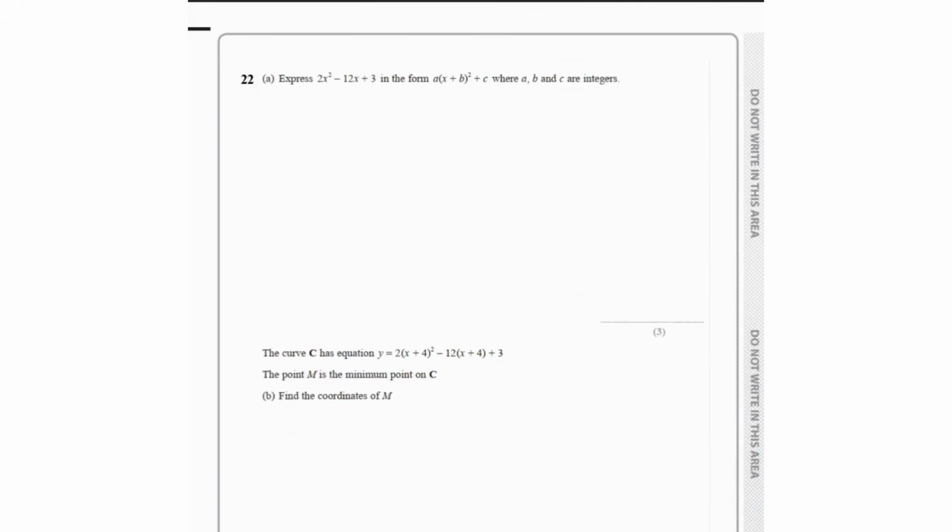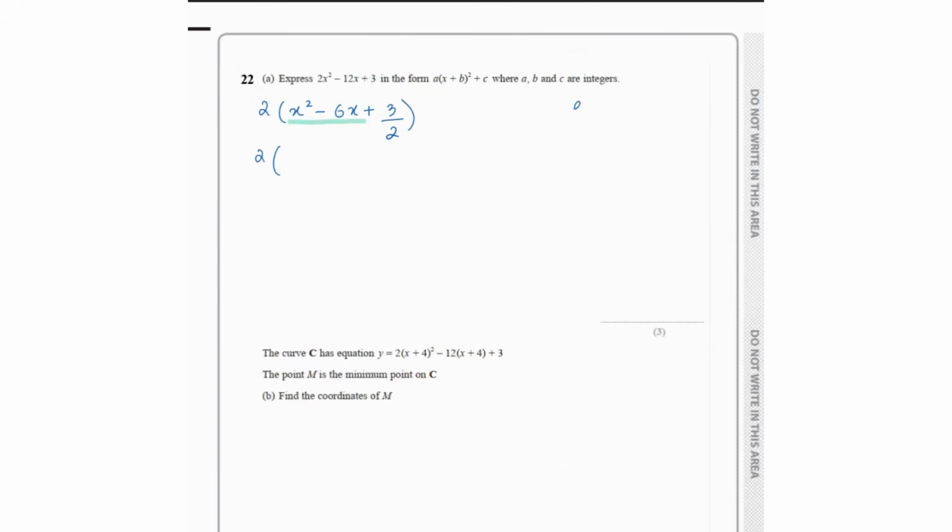Then completing square form. So you have to rewrite this equation in completing square form. The first step is that you take the coefficient of x squared common from the entire equation. If the coefficient of x squared is anything but 1, you have to take it common. So 2 bracket x squared minus 6x plus 3 over 2. Take it common from the entire thing. Now, this is the square that we have to complete.